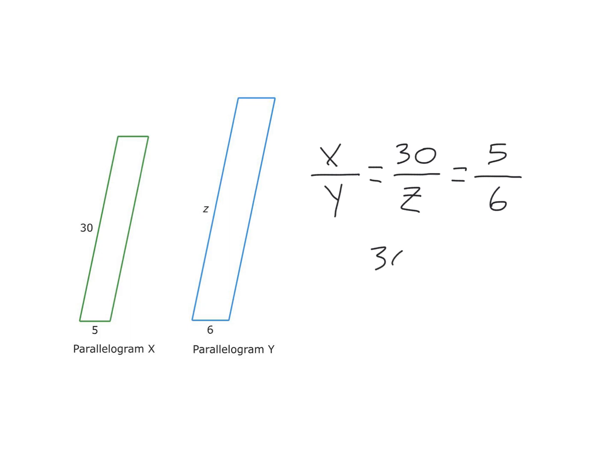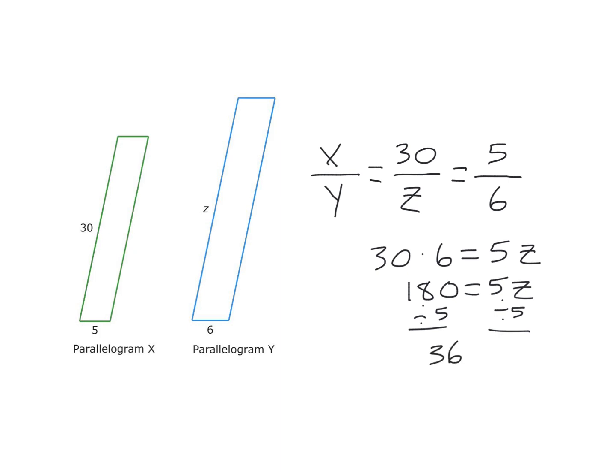So I'm going to do 30 times 6 equals 5z. That's our cross product idea. 30 times 6 is 180 equals 5z. I'm going to divide by 5 on both sides, and I'm going to use a calculator for this. 180 divided by 5 equals 36. So I get that 36 equals z. And we'll work more on how we can check to make sure our answer makes sense, but that will be your answer.